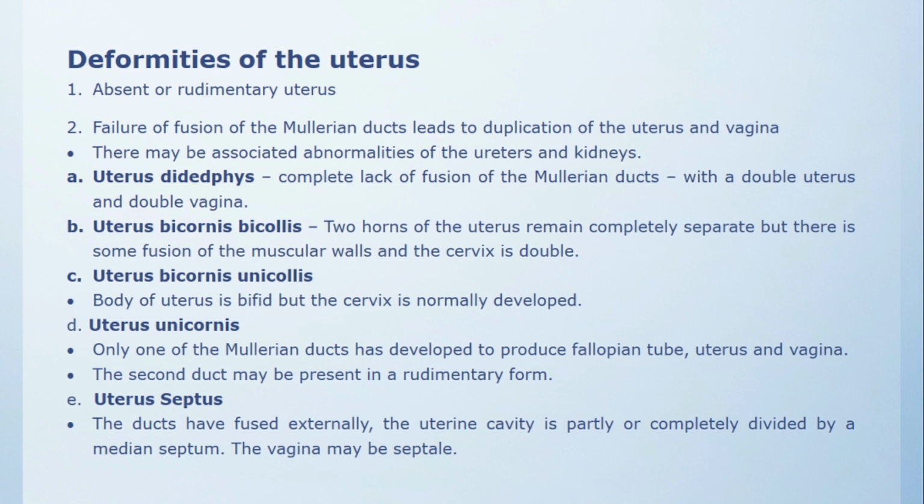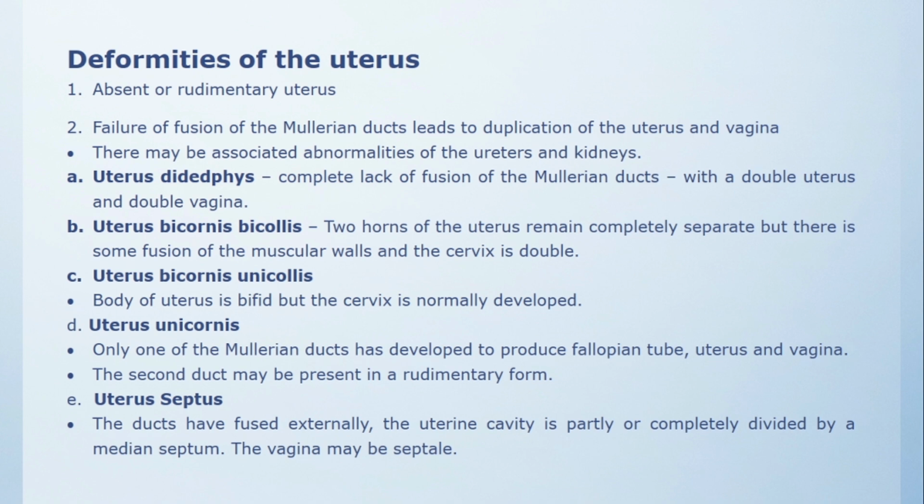Two, it could also result in uterus bicornis bicollis. There are two horns of the uterus and they are separate, but there is some fusion of the muscular walls, and the cervix is double.